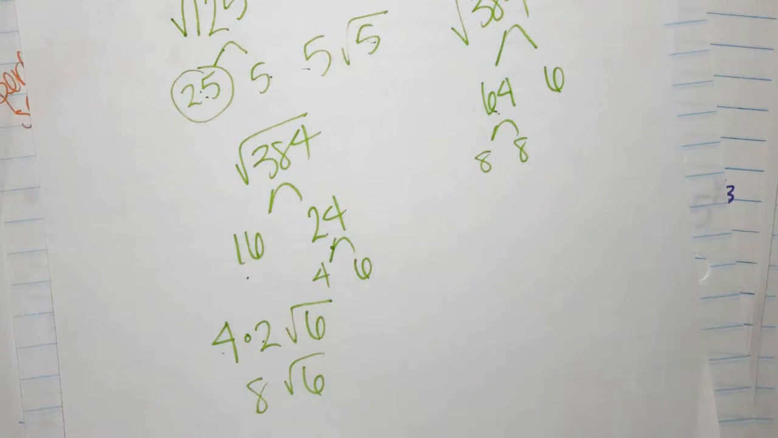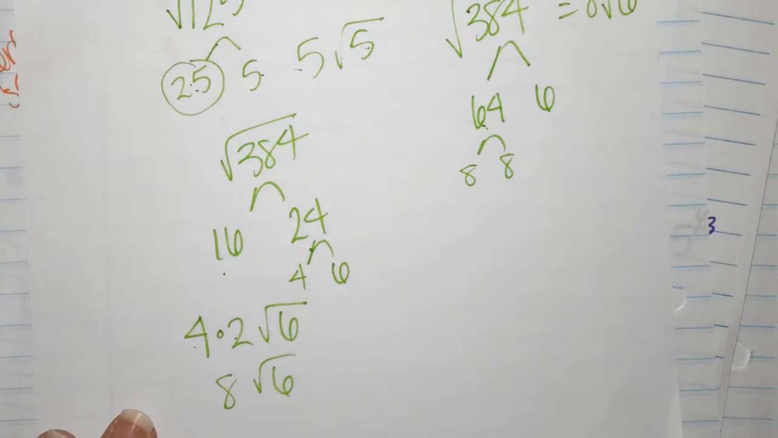Is there another way to do it without guessing? Know your multiplication tables. Yes. Can you plug that into the calculator, like 8 square root of 6, and you get the same answer?